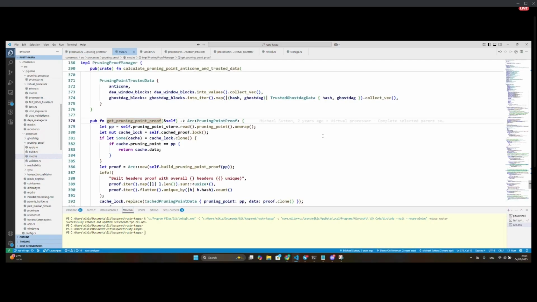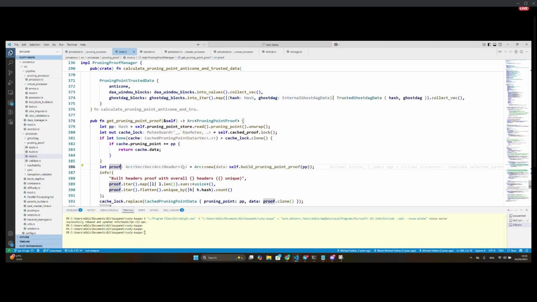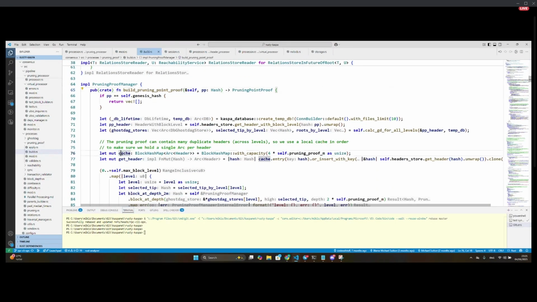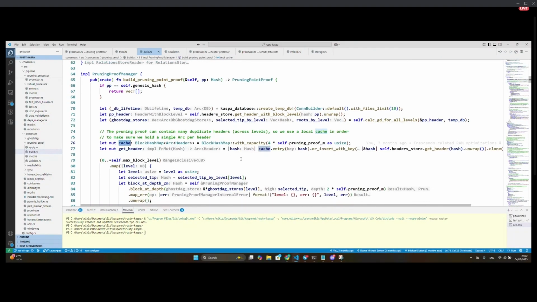Yeah, that's a recent optimization, by the way. Cache. You can read the comments. The pruning proof can contain many duplicate headers across levels, so we use a local cache in order to make sure we hold a single Arc per header. Yeah, okay.